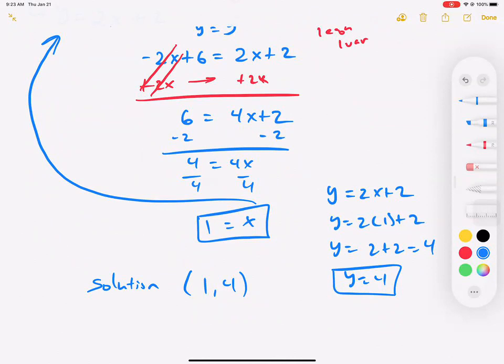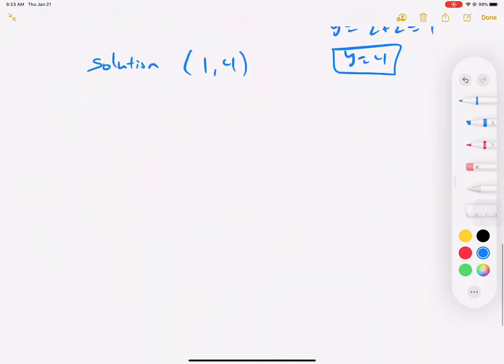Okay, (1, 4). Now, is it always going to be this easy? Meh. I'll say yes and no. Substitutions are great if it's already set up for you. So I'm going to give you guys 2 more instances. One where it's easily set up for you, like you're practically done. And another where it's not done and you have to do a little bit of work.